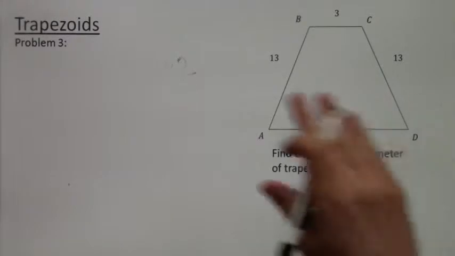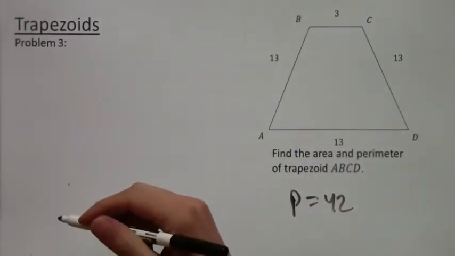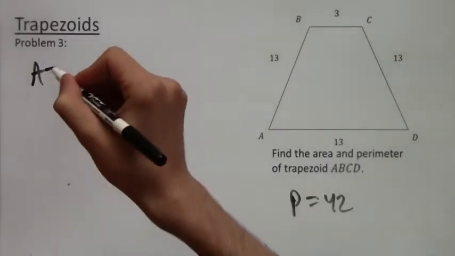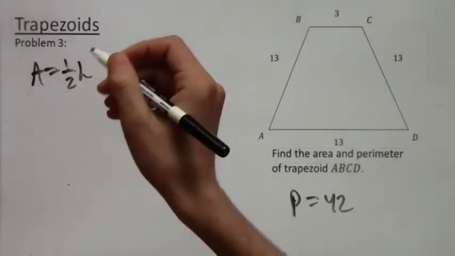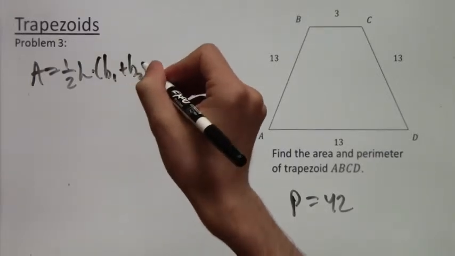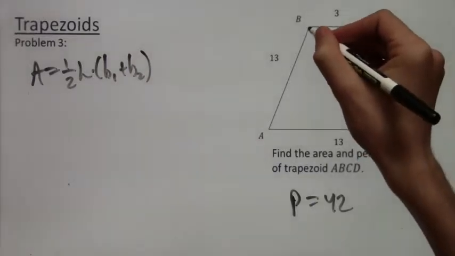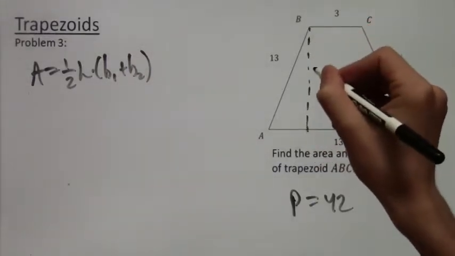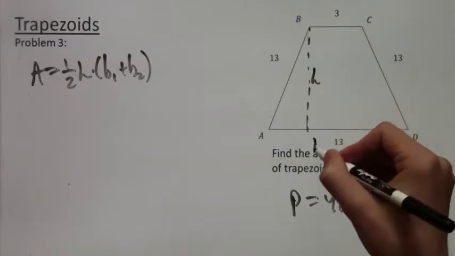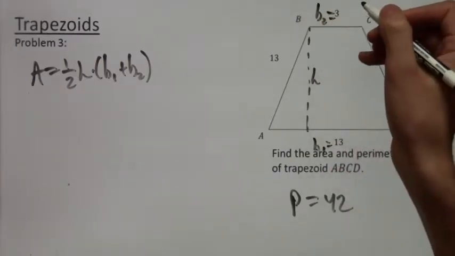So once again, the area formula involves the two bases and the height. So those are the three things we need to know. It's 1/2 h times b1 plus b2 in parentheses. So we have our bases. The bases are just 3 and 13. And then we also, the height, we know where it is. I just drew it, but we don't know what it's equal to.